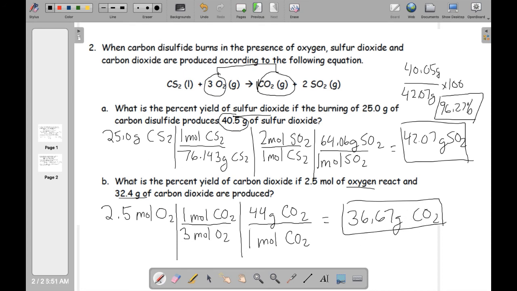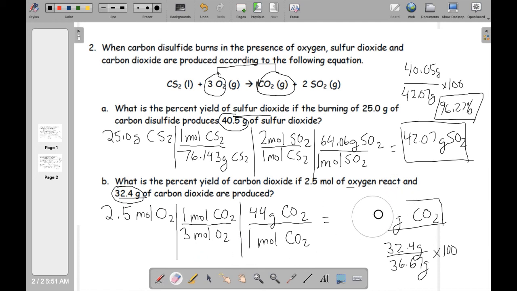However, I didn't get that. I got 32.4 grams. So in that case, I'll put my actual yield, 32.4 grams over 36.67 grams and multiply by 100. If I do this math, I'm going to get around 88.36%. This is my percent yield.